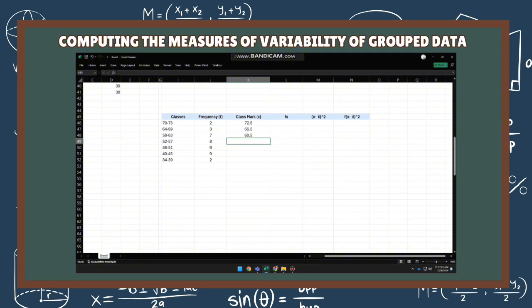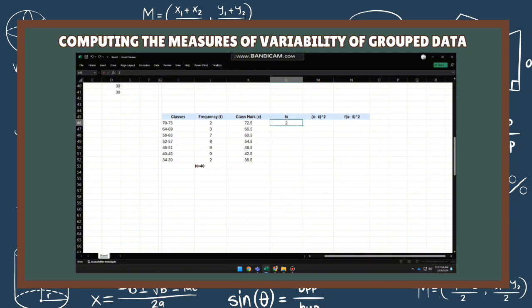60.5. 52 plus 57 divided by 2 is 54.5. Then 46 plus 51 divided by 2, 48.5. 40 plus 45 divided by 2, 42.5. 34 plus 39 divided by 2 equals 36.5. Then i-total na lang din natin tong n natin. So, n equals, so, i-add lang natin tong frequency. So, n equals 40. So, tama yung frequency natin.